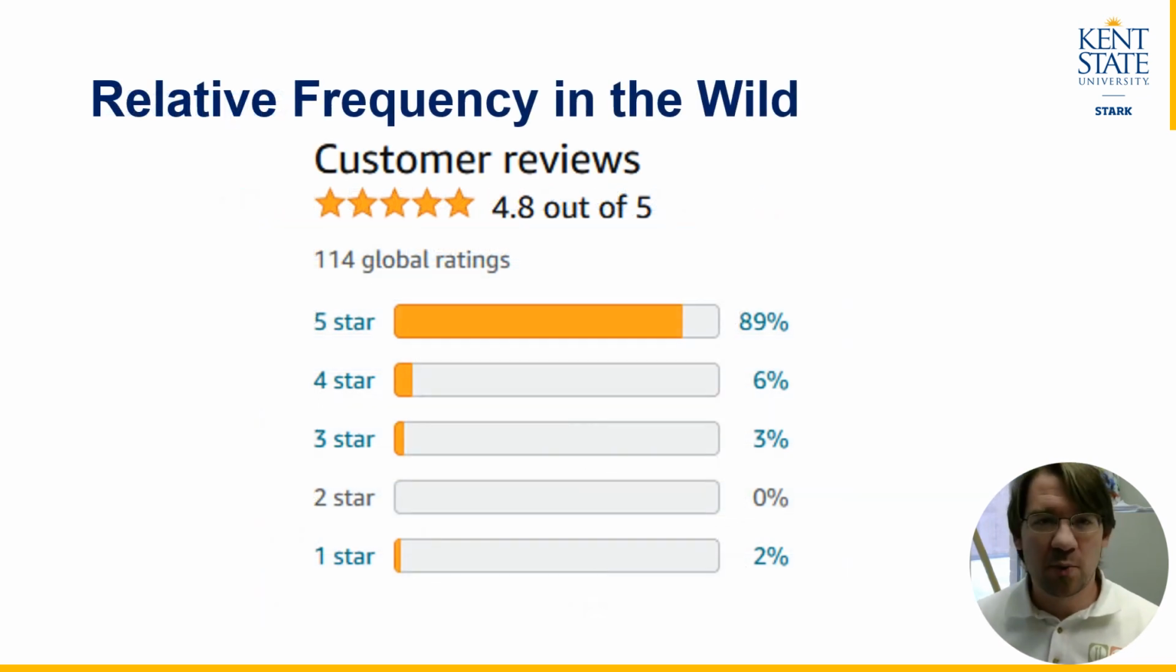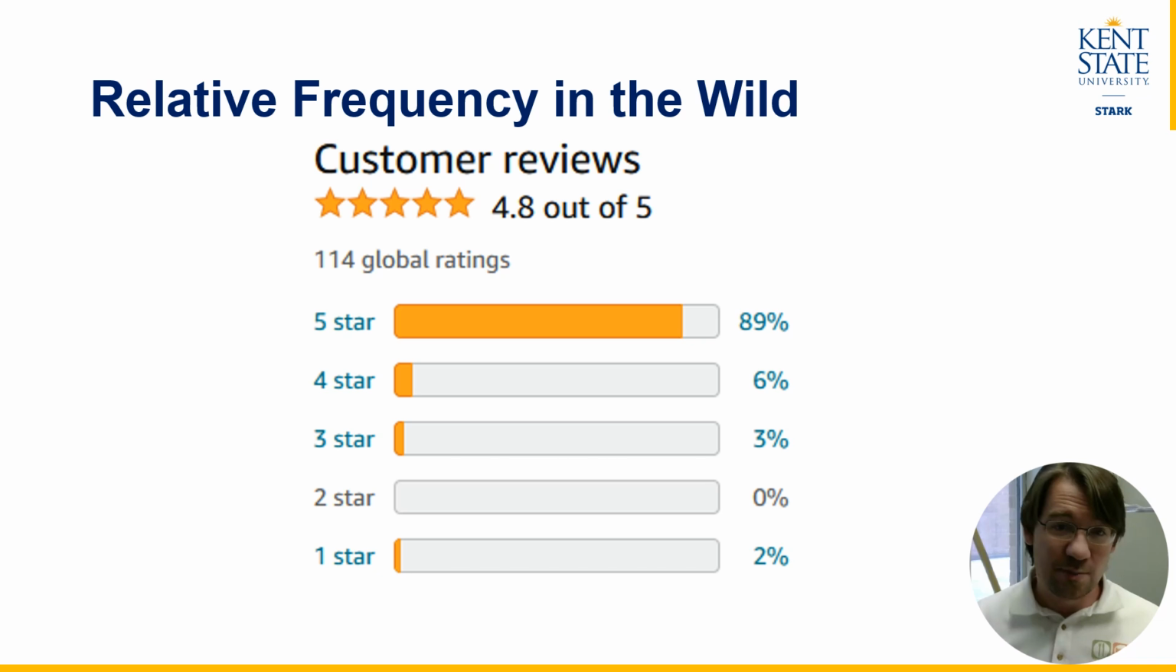Here I have an example of where we've seen something like what I have on the previous slides, star ratings from Amazon.com. The bar here is just a bar graph showing the relative frequency, which is also stated as a percentage for each possible rating. Notice here they are arranged in descending order from 5 stars down to 1 star.